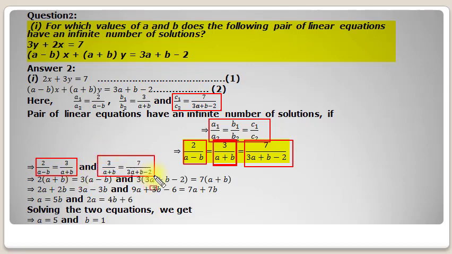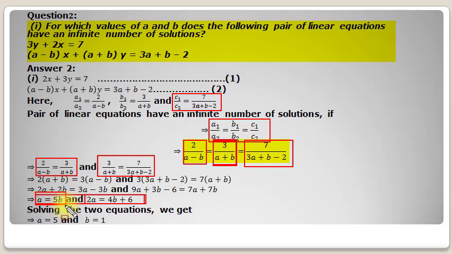After doing this, we will solve these two equations. We will do the cross multiplication and simplify these two equations. We will get two simple equations in the form of a and b. If you put the value of a, which is 5b, in the second equation, you will get the value of b, which will be 1. Then if you put the value of b in the first equation, you will get the value of a, which will be 5.